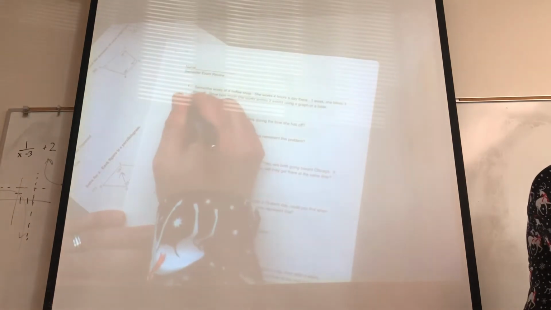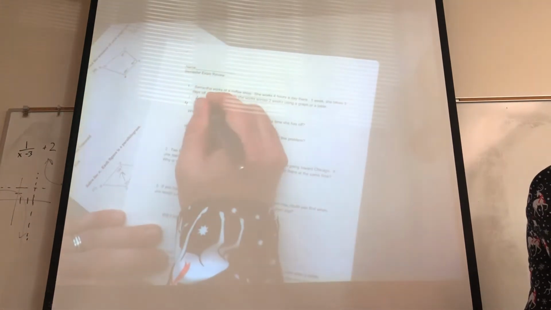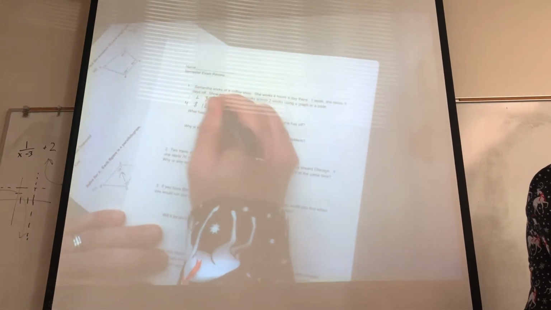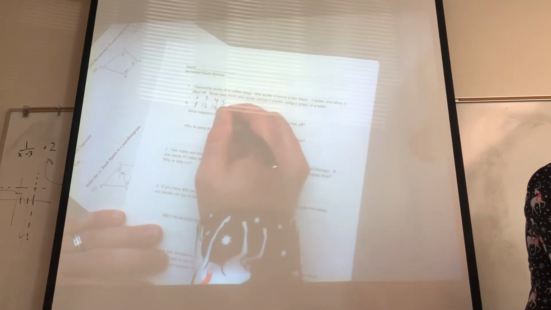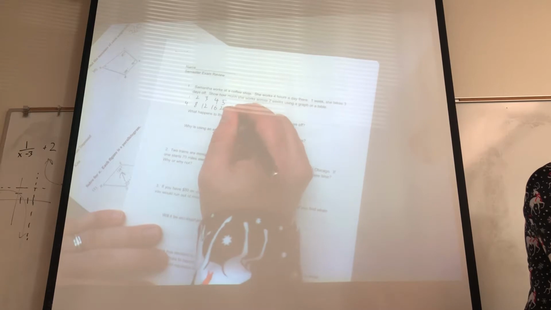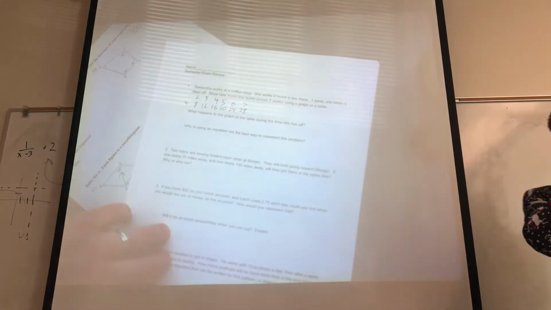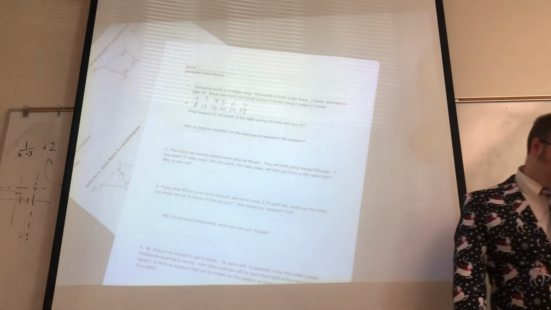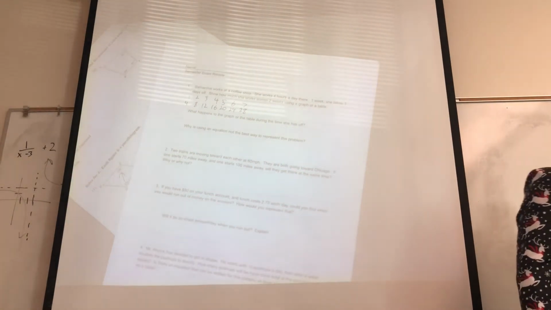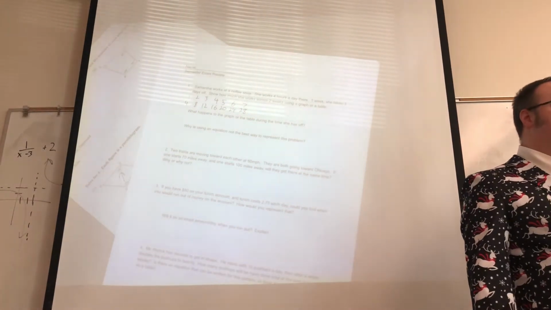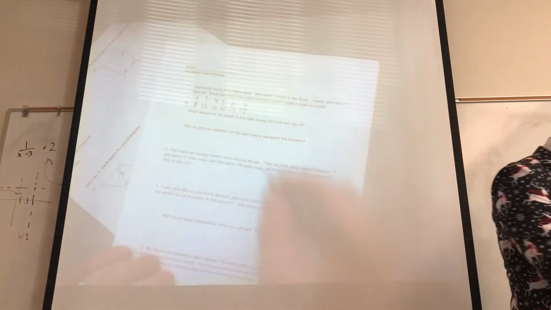So 1 day, 4 hours. 2 days, 8 hours. 3 days, 12 hours. 4 days, 16 hours. 5 days, that'd be 20. 6 would be 24. 7 would be 28 hours of work if she's working every single day. Then the next week, we'll say this is when she takes her days off.